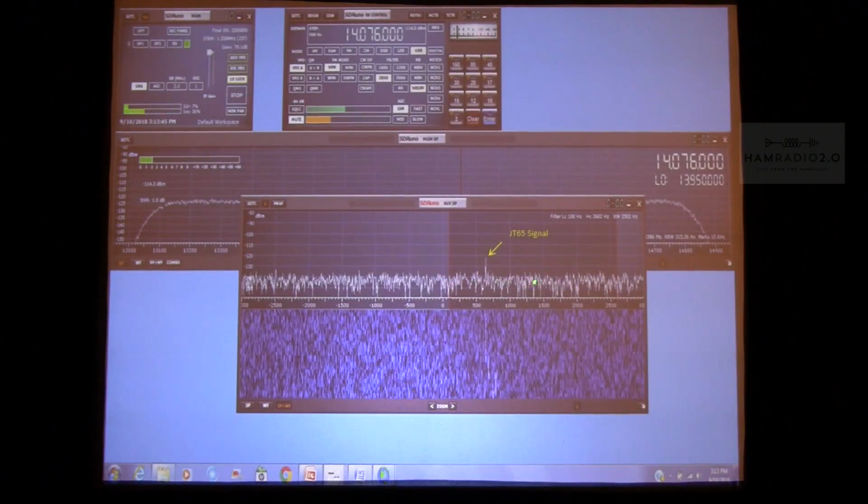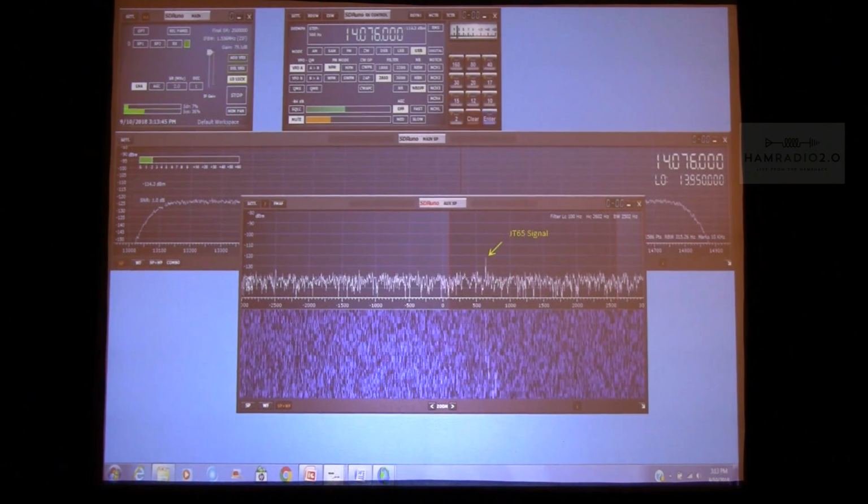Okay, so in this case now, I reintroduced the Jt65 signal to this additive white Gaussian noise. Remember, the additive white Gaussian noise floor was minus 115 dBm across 2500 hertz. The previous slides you saw had a Jt65 signal at minus 121 dBm.